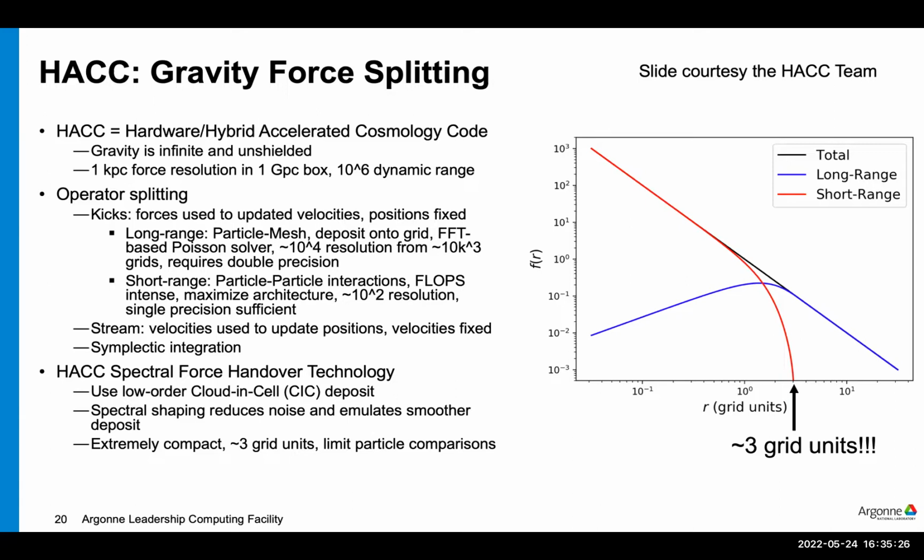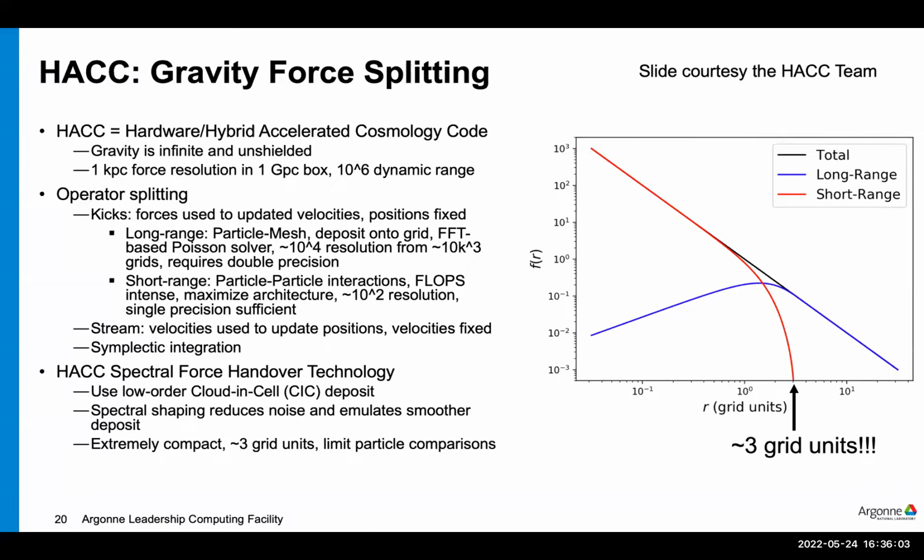In the long range, we take the particles and deposit them on a global mesh or global grid. And we use fast Fourier transform Poisson solvers to solve for the long range gravitational force. This gives us about 4 orders of magnitude of our force resolution because we can do 10,000 cubed FFTs. Then for short range, we do more direct particle-particle comparisons. This is very flops intense, and this is where we need to really focus on what kind of architecture we're running on. This is where we get the remaining 2 orders of magnitude.